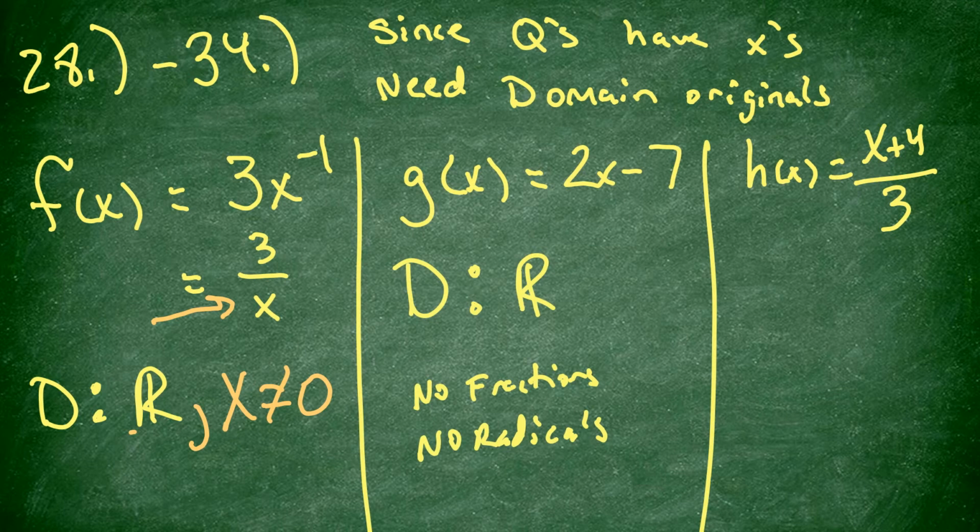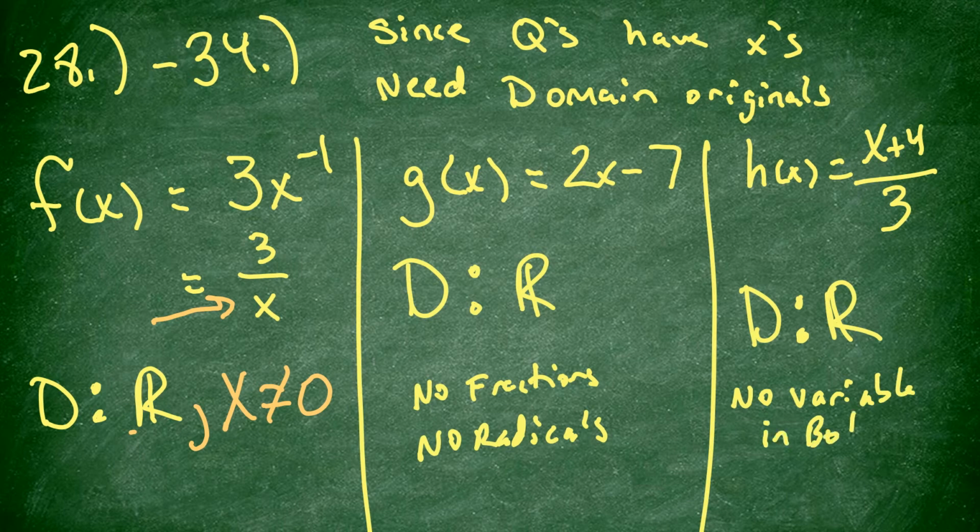All right. H of x. Once again, domain is all the real numbers in the world. Now I see a fraction, but there's no variable in the bottom. That's why it's not breaking our rule. There's no way you can change x and make that 3, 0. And then finally, there are no radicals, so that's why it stays all the real numbers in the world.